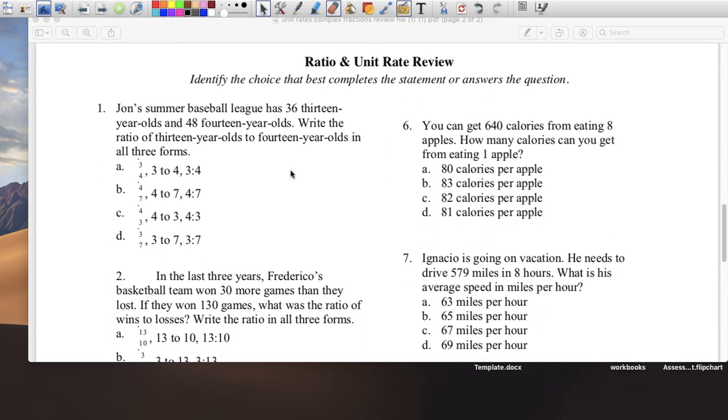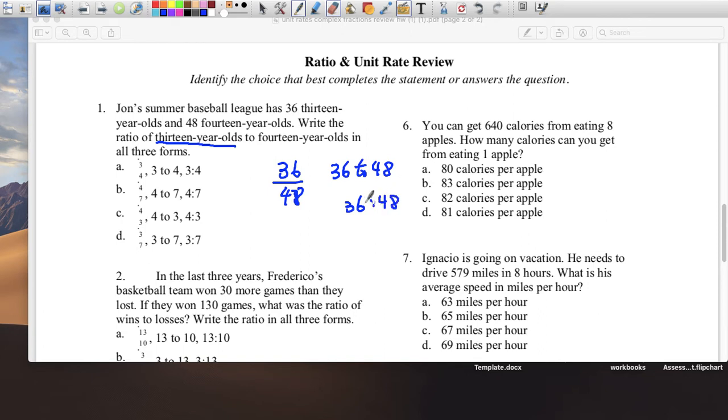Back page. John Summer Baseball League has 36 13-year-olds and 48 14-year-olds. Write the ratio of 13-year-olds to 14-year-olds in all 3 forms. Well, order matters, right? So how many 13-year-olds do we have? We have 36. And how many 14-year-olds? We have 48. So that's our ratio, right? So we can write it like this. We can write it like this. And we can write it like this.